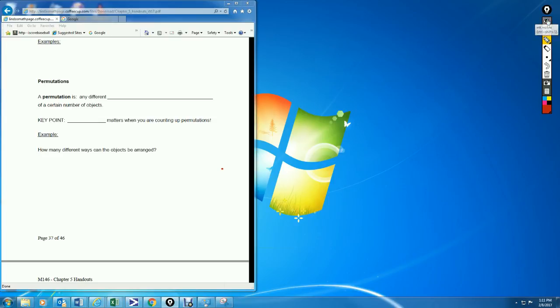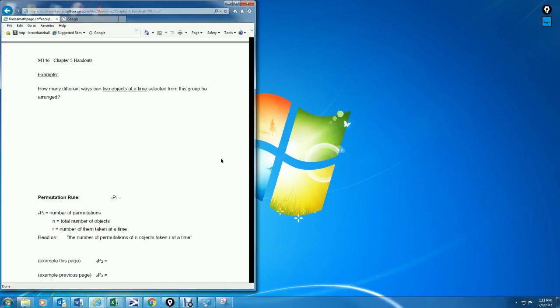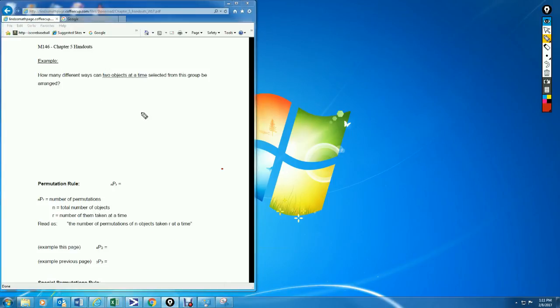So now for a slightly different example, let me go to the next page. This time, let's say we have 4 objects, 4 letters, A, B, C, and D. So last time I arranged all of them. This time I am just going to select 2 of them at a time and arrange them. So how many different ways can I do that? Well, let's do this again by listing, and we'll do it in a very methodical manner. So let's start by doing the first 2, A and B.